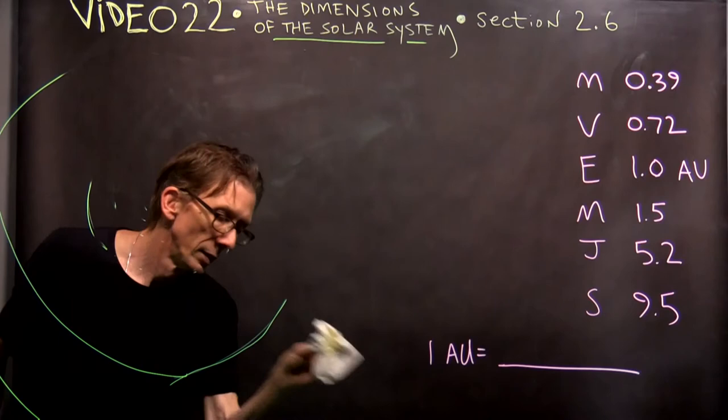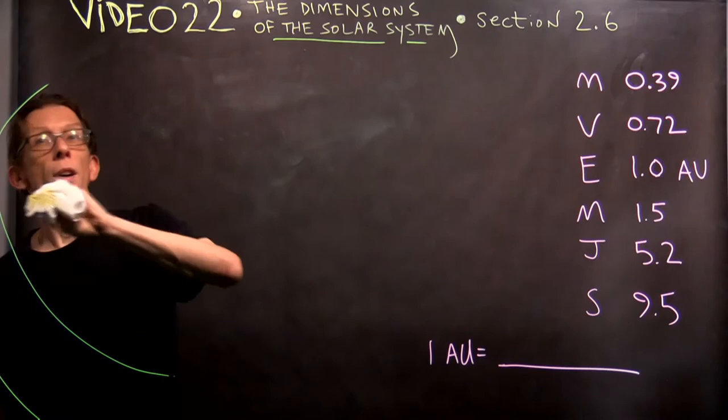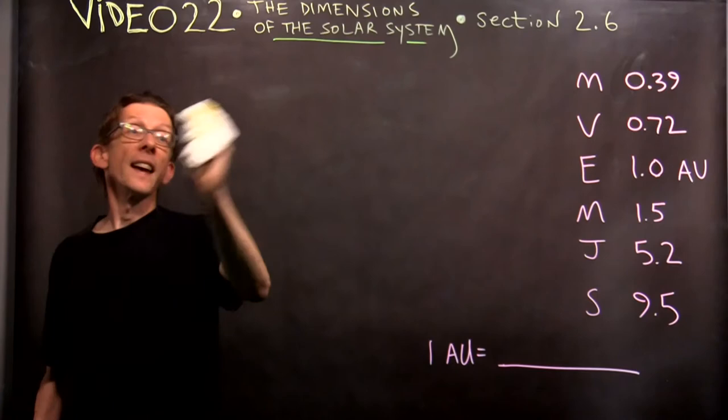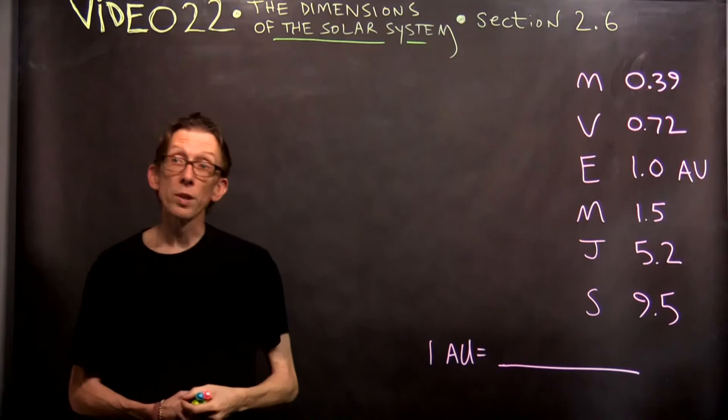So the question is, how can we know how far away the Sun really is? How can we know really what an astronomical unit is? That is the question. And the first guess at this, the first one that was really correctly calculated, was done by a fellow named Jeremiah Horrocks.